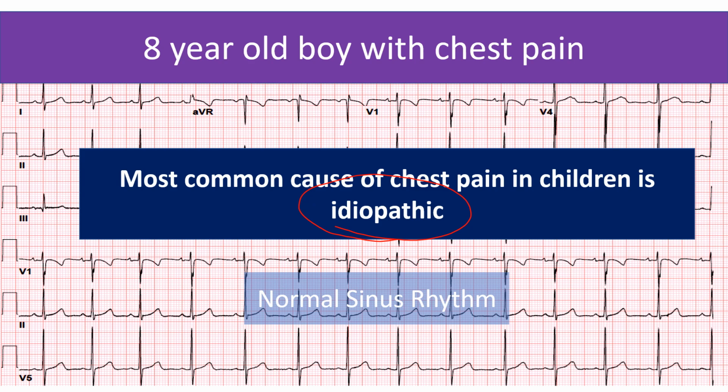Red flag for cardiac chest pain with exertion during exercise, while running. This is a red flag. Possibilities are anomalous origin of coronary artery, history of Kawasaki disease, dilated cardiomyopathy, congenital heart disease, pre-surgical or post-surgical. These are the possible causes of cardiac chest pain. Otherwise, the most common cause is idiopathic musculoskeletal, not the heart.